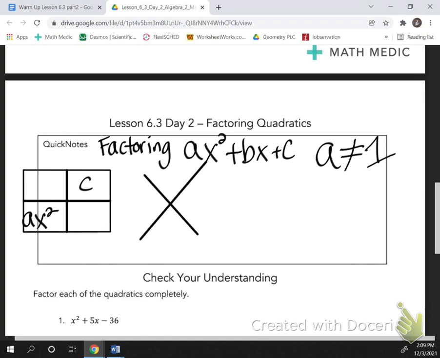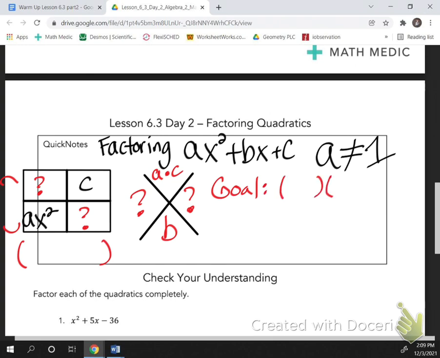To figure out your big X or your diamond, you have to put the value of A times C in the top and B in the bottom. And then follow the pattern of what two things will multiply to give you the top and add to be the bottom. That will help us figure out what goes in our little boxes. From there, we find the factors by figuring out and undoing multiplication and working backwards. So our goal here is to find the factored form.